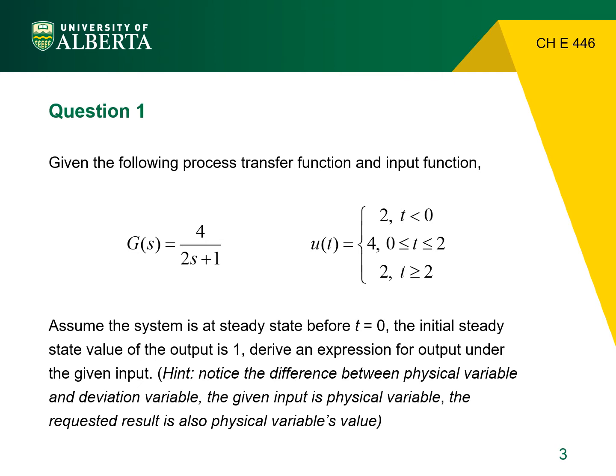We are told to assume that the system is at steady state before time equals 0. And at the steady state, the value of the output is 1. We are asked to derive the expression for output, that is y of t, for the given input. And we are asked to obtain this output in terms of the actual physical variable rather than the deviation variable.